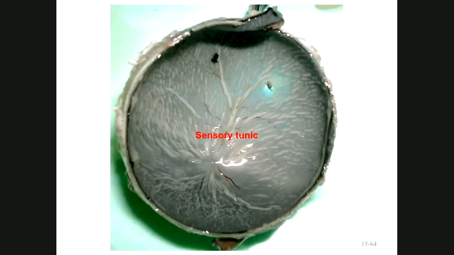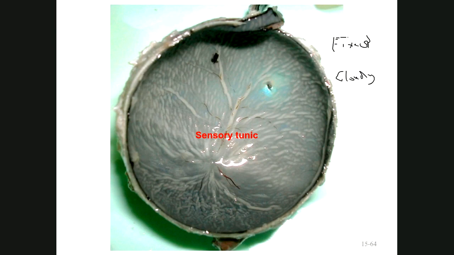So look, this is a fixed one, which means that it's been put in fixative to keep it from rotting and stuff. But what that does is it makes this clear retina become cloudy looking. But it also makes it easier for us to see it. So that's that. And then here's where the vitreous humor is.